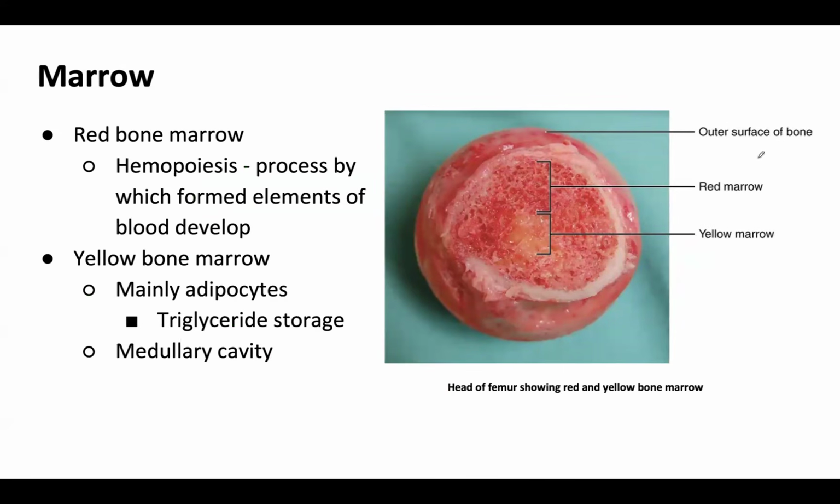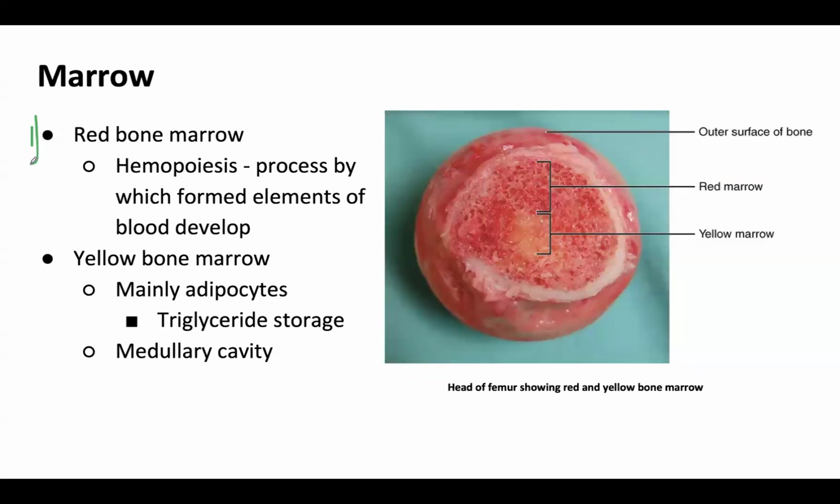Marrow is a soft, pulpy-like connective tissue. It's going to be found in hollow spaces of the bone, and there are two major types, and the amount of each differs depending on many things, such as age, the type of bone we're talking about, the location in bones, and other factors.